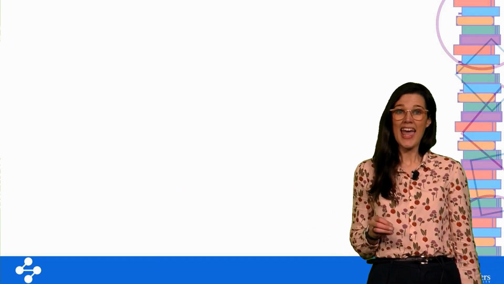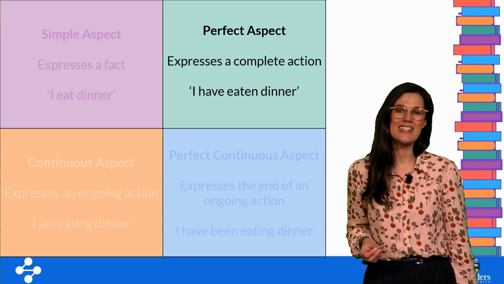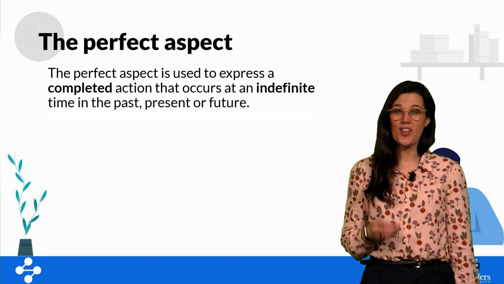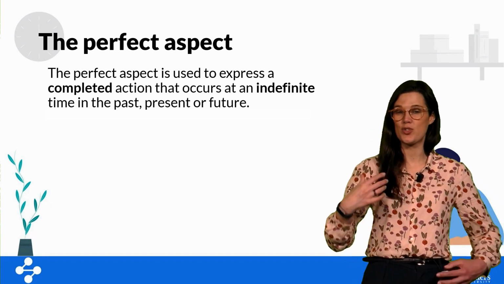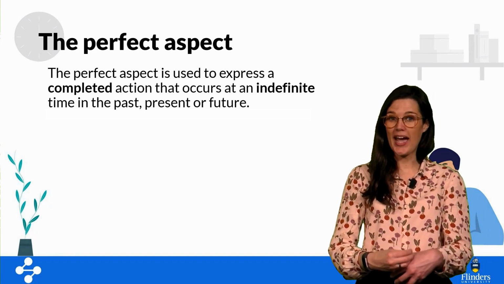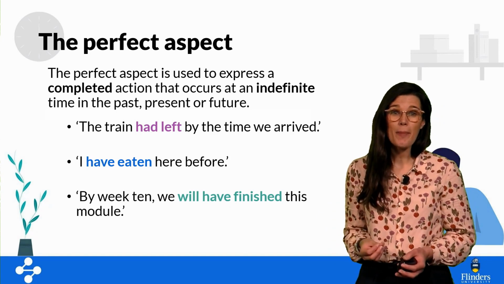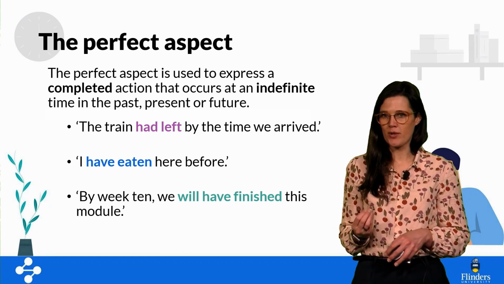Pretty easy. So this brings us to talking about the perfect aspect, which expresses a complete action. So a completed action that occurs at an indefinite time in the past, present, or future, a time that we are not specifying to our reader, whether that be because we don't know when it happened, we've forgotten when it happened, or because when it happened is not important.